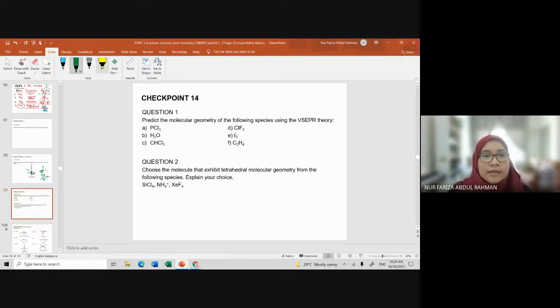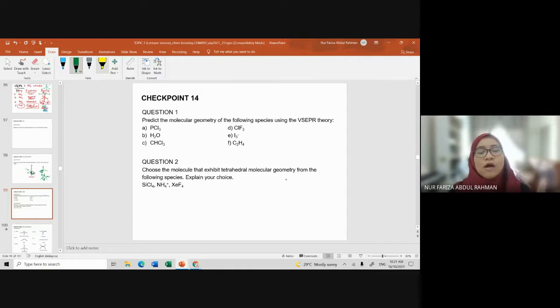So in the last lecture, I told you to complete checkpoint 14 and the rest of the checkpoints that we have learned. I hope and assume that everybody has completed the checkpoints. Okay, question 14, question 1: predict the molecular geometry of the following species using the VSEPR theory. You have to draw the Lewis structure. You have to go from scratch, I mean from basic. You have to have the Lewis structure correctly.